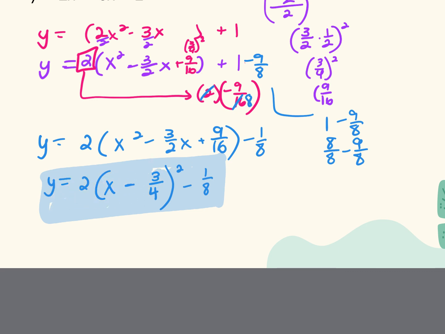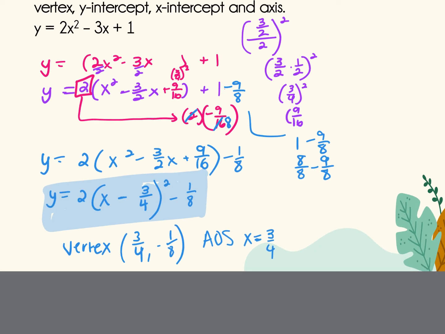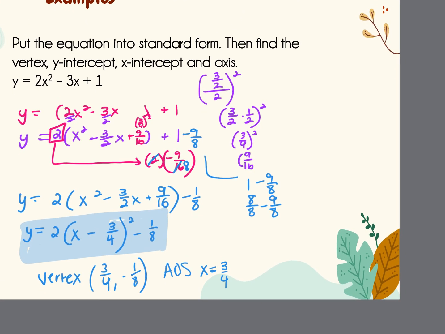What's my vertex? Good. What's my axis of symmetry while I'm on it? X equals negative 3 over 4. No, sorry, positive 3 over 4. Okay, y-intercept, plug it into the beginning, remember? Because it would cancel, it would just be 1. So y-intercept, 0, 1.